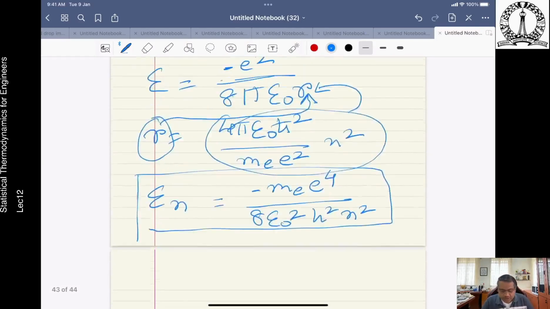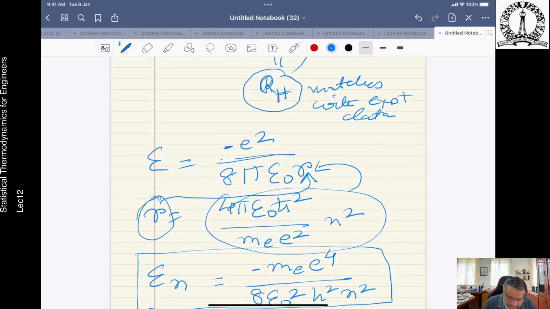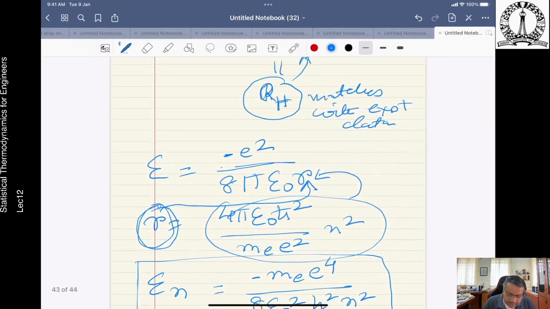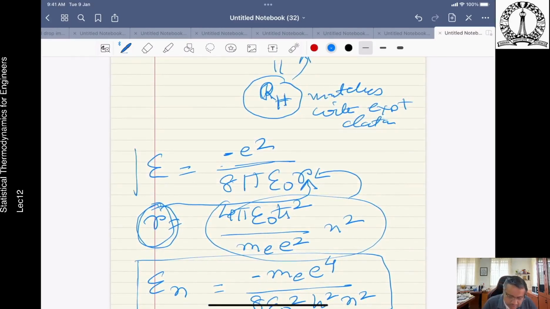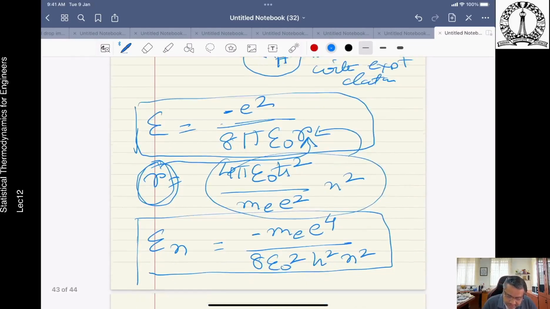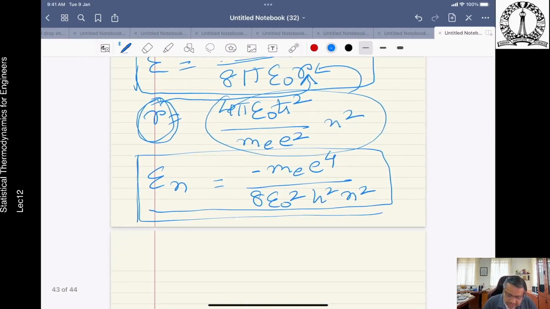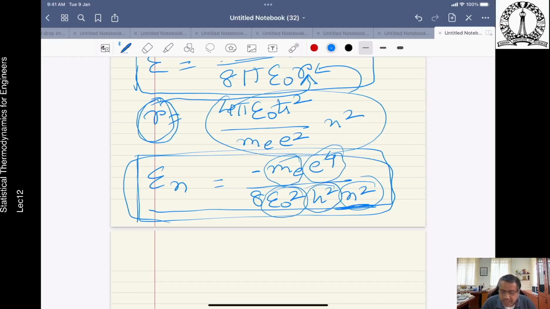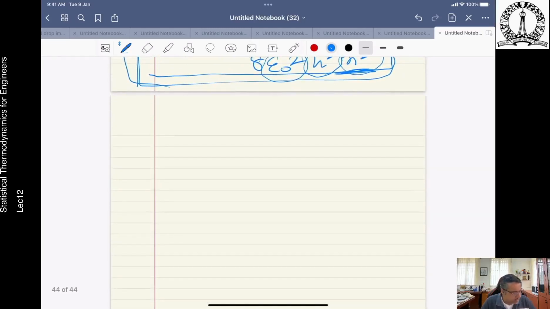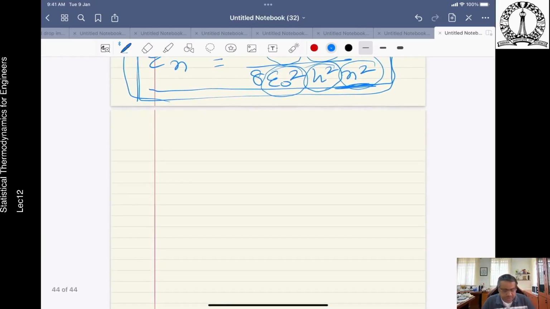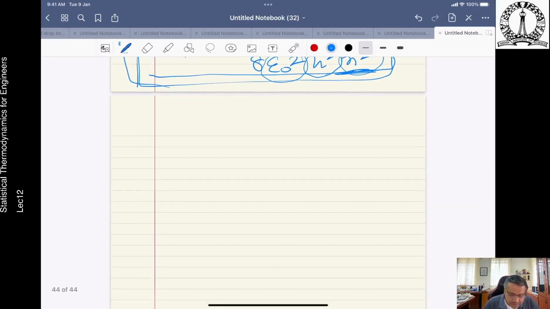So what we have got over here is an idea of the allowed radius, the radii of the orbit, and we have also got an expression for the energy. The energy of the nth energy level has this value, and this is quantized. It is given in terms of the electron charge, electron mass, epsilon naught, the permittivity of free space, h, the Planck's constant, and so on. So that is a very clear idea now of what is going on.